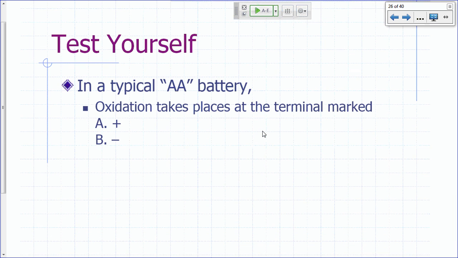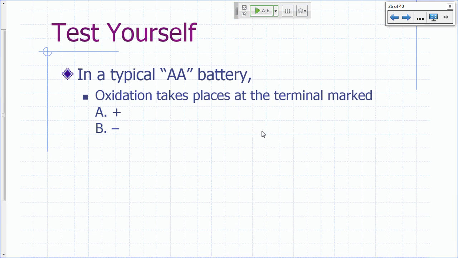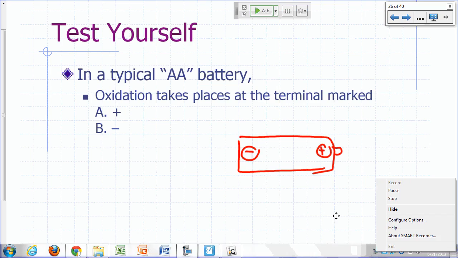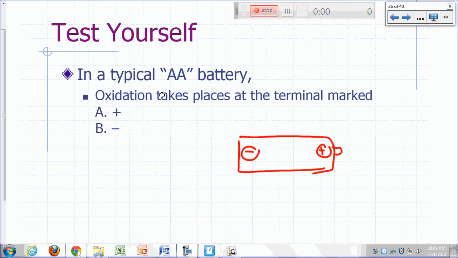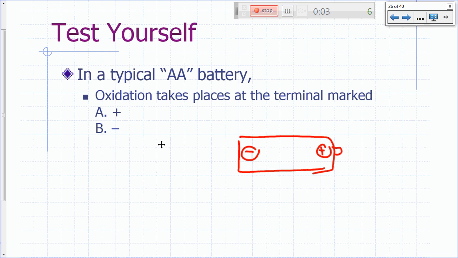All right, so in a typical AA battery, you'll have one terminal marked positive, one terminal marked negative. Where does oxidation take place? This is a galvanic cell. So, where would the electrons be coming out of?